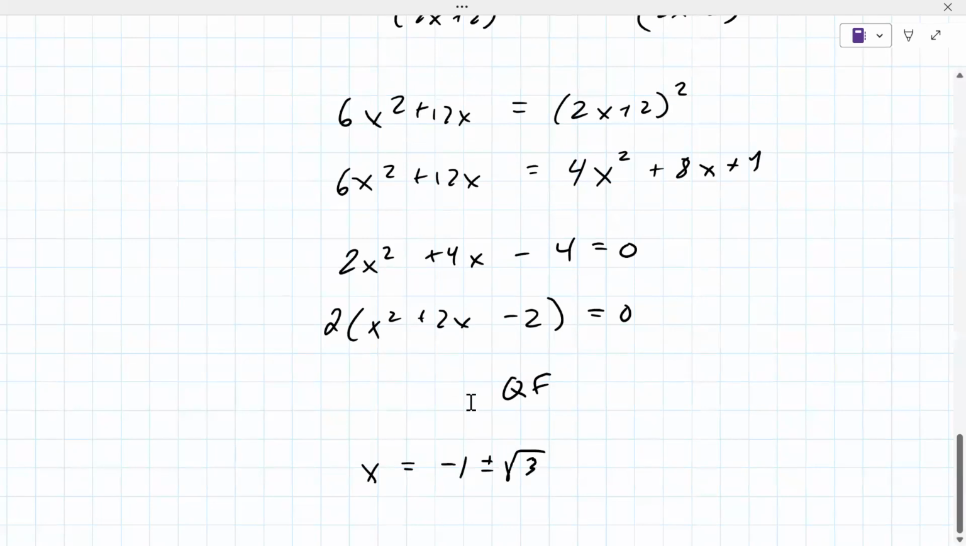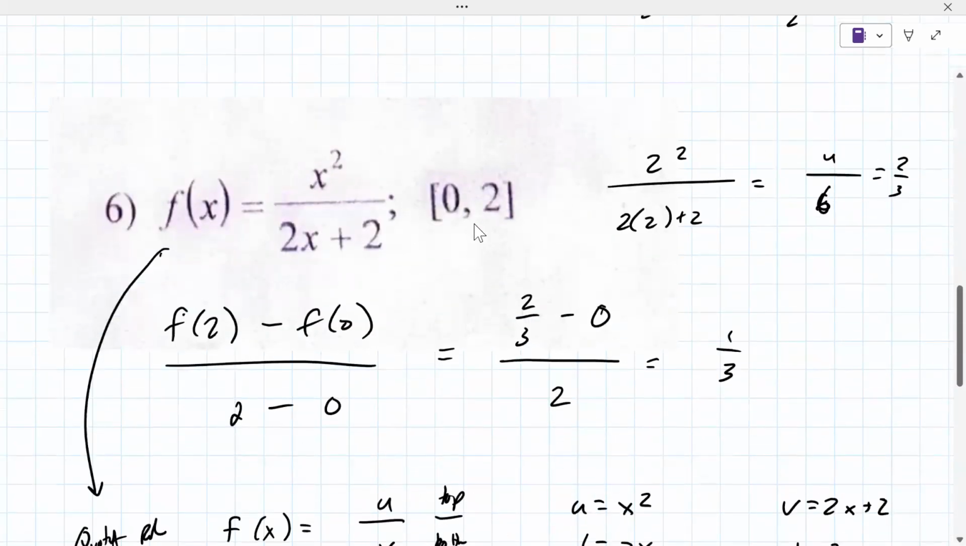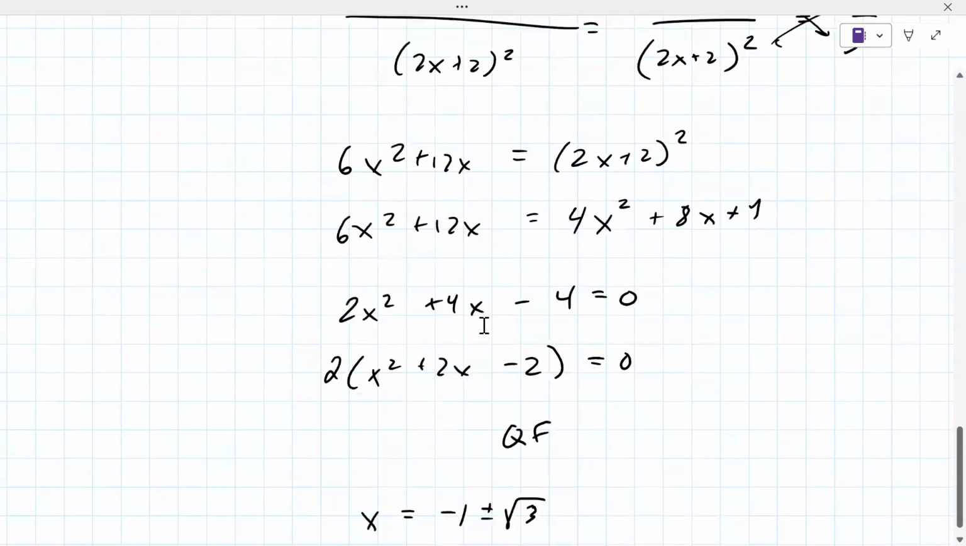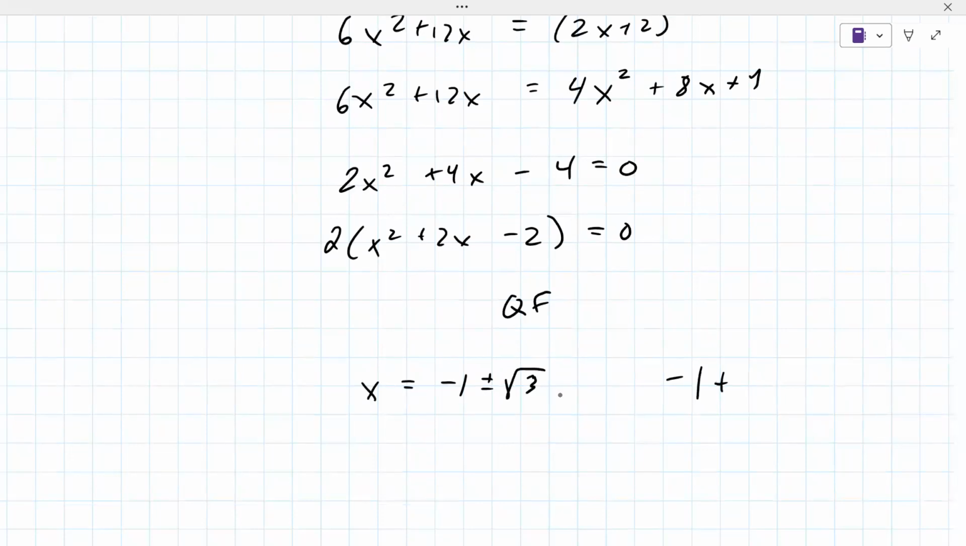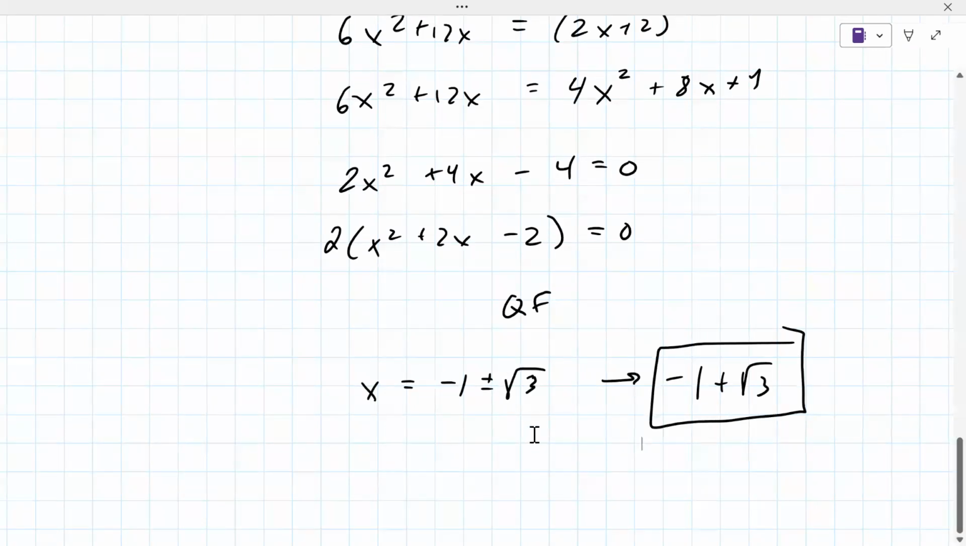Okay. Now, only one of these is probably in that interval. We did all that work again. So from 0 to 2. So it's the -1 plus the square root of 3 that you want. That's going to be in the interval. Okay. So -1 minus the square root of 3 is not. It's too negative.